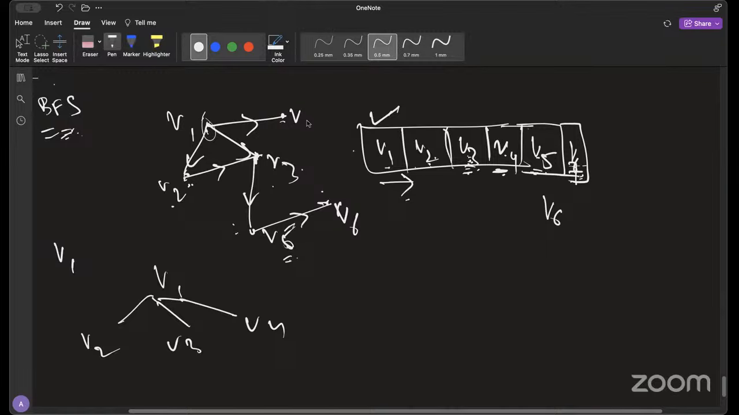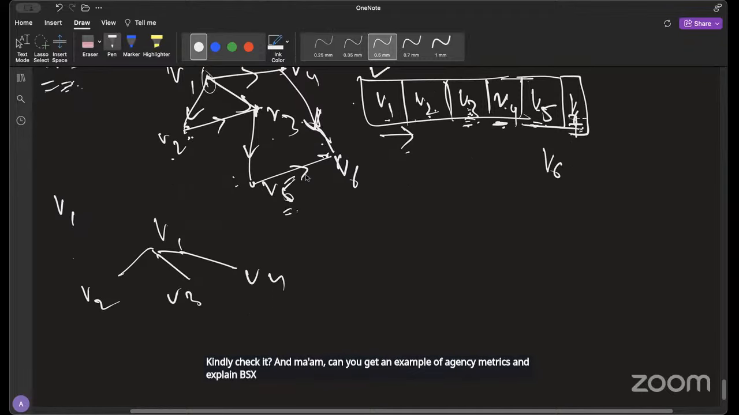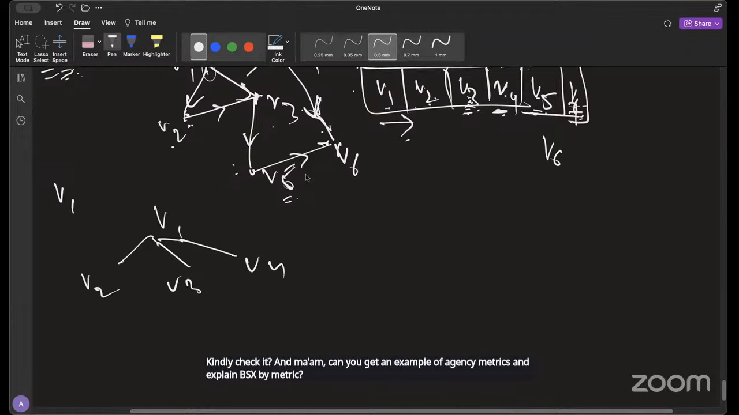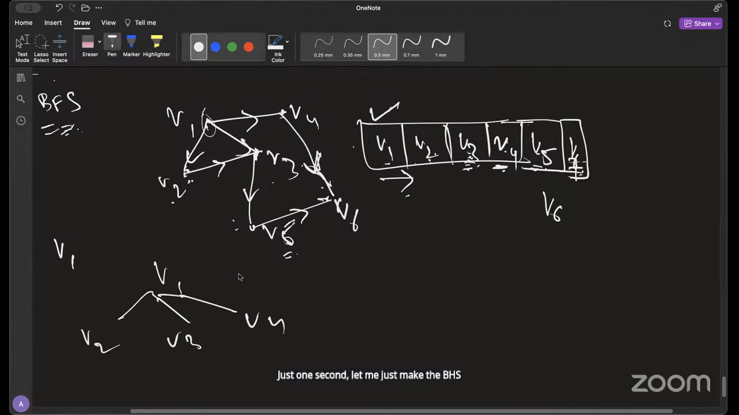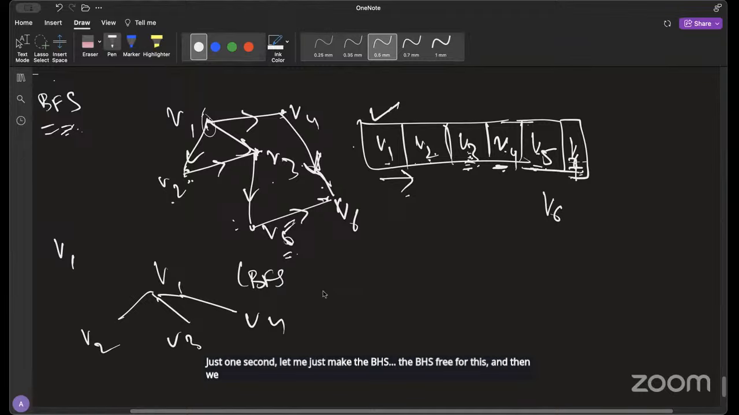Ma'am, can you give an example of an adjacency matrix and then explain BFS by matrix? Just one second. Let me make the BFS tree for this, and then we'll discuss the problem.